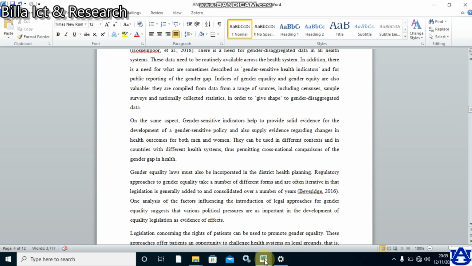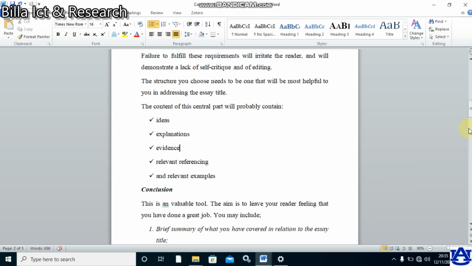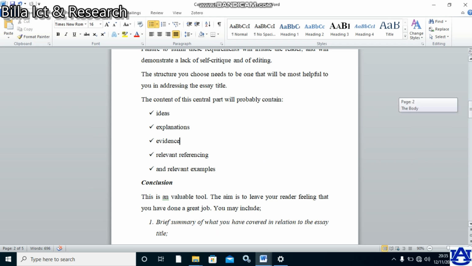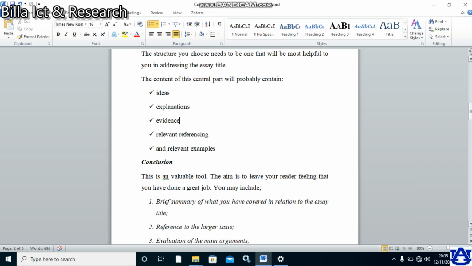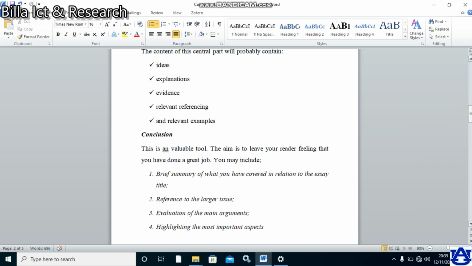So the last part of this is the conclusion, and what must be considered in concluding a work is that the aim is to leave your reader feeling that you've done a great job. You may have to include a brief summary of what you have covered in relation to the essay or title. Then you've got to refer to the larger issue, and then evaluate the main arguments, as well as highlight the most important aspects for your conclusion to convince the reader that you have done a great job.